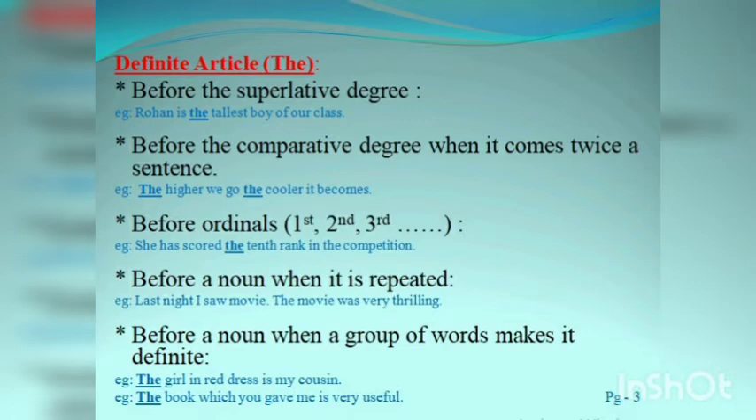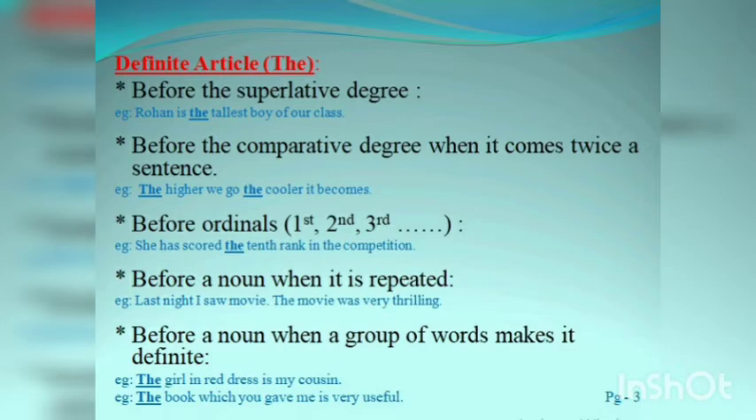And if there is a superlative degree in a sentence, we must use 'the' before it. For example, Rohan is the tallest boy of our class. Here the adjective tallest is in the form of superlative degree, so we must use 'the' before it.